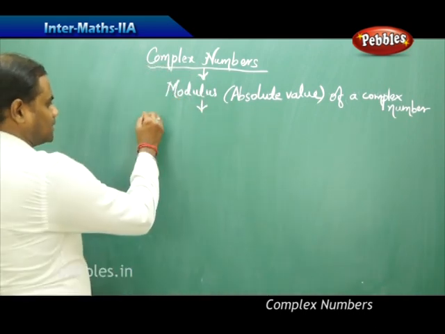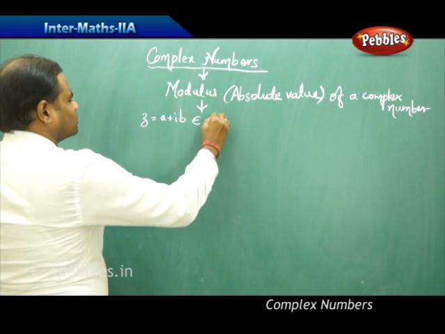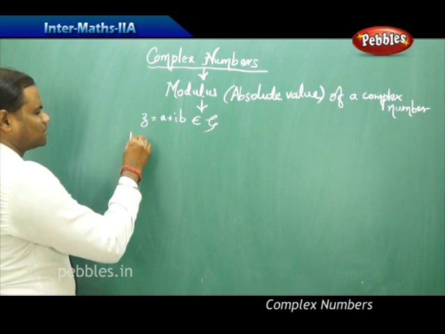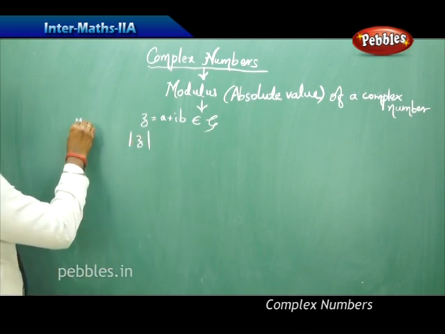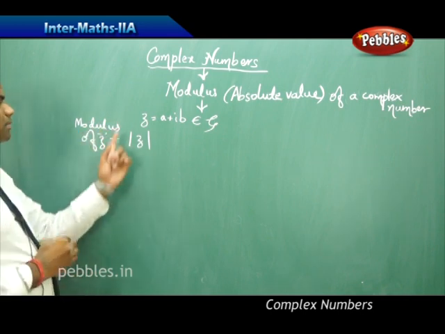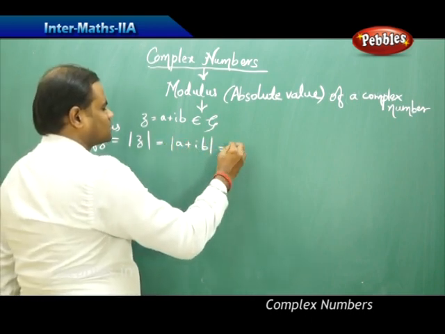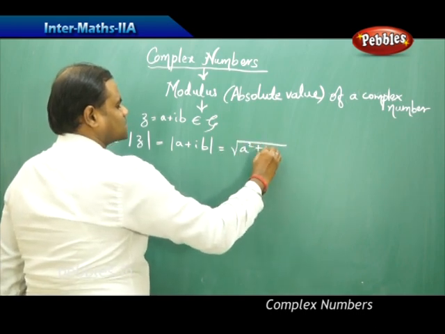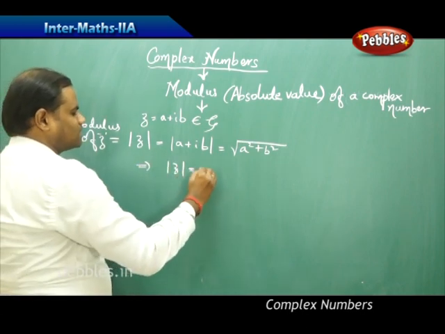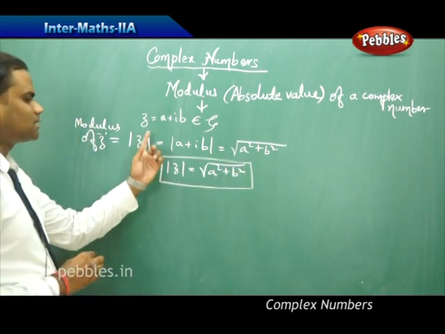Say for example, I take a complex number z equals a plus ib belonging to the set of complex numbers. Then the modulus of z, which is denoted by mod of z, is nothing but mod a plus ib, that is root a square plus b square. So we define the mod z as root of a square plus b square, where z is a plus ib.